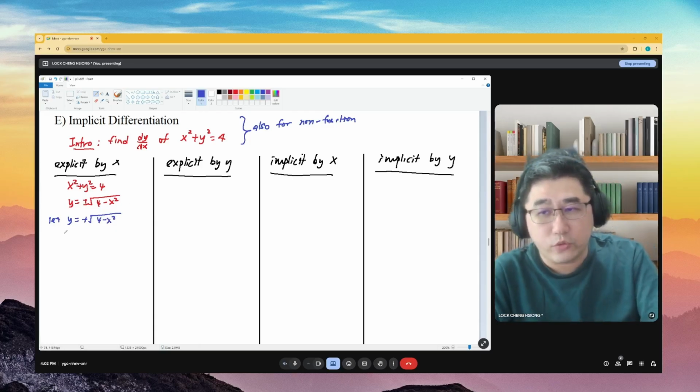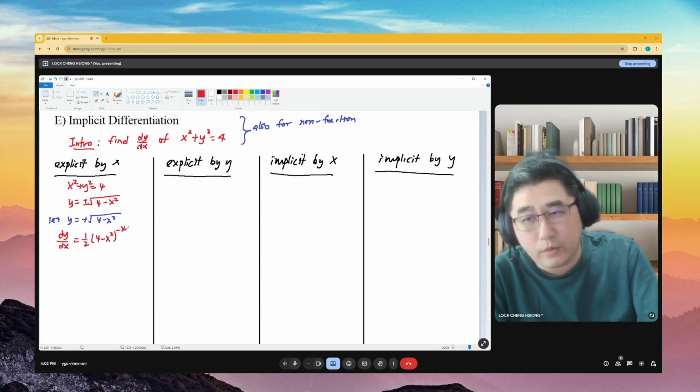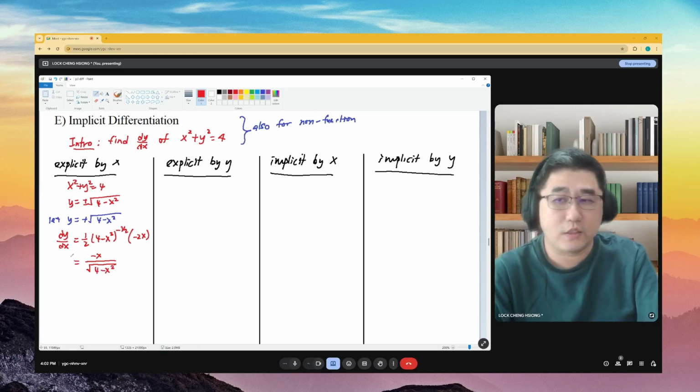Then after that, I do my differentiation. So I have dy/dx: bring down the power, minus 1, with differentiation of the inside. So 2 cancels off, negative x over square root of 4 minus x squared. This is the answer that I get.